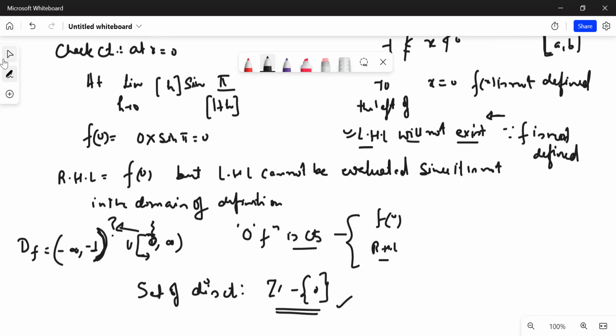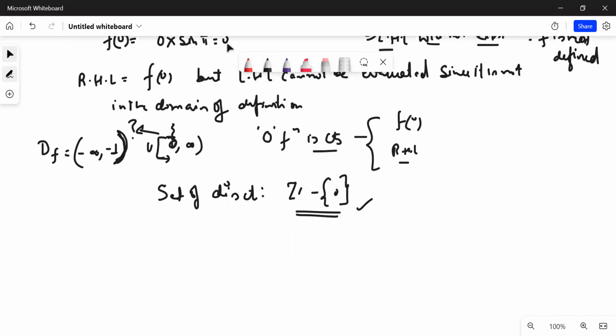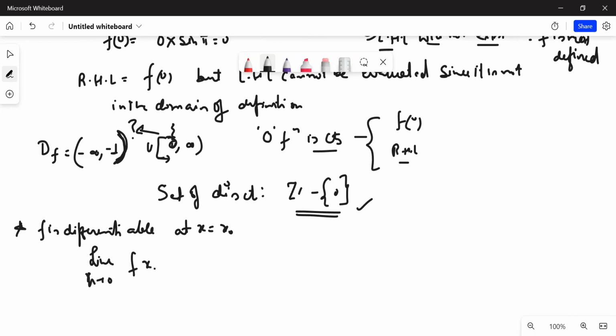थोड़ा सा डिफरेंशियबिलिटी आता है, नहीं आता, हल्का सा. इफ आई से आई विल से दैट माय फंक्शन, एक छोटा सा हिंट दे देता हूं. आई विल डू इट अगेन आल्सो. If f is differentiable at point x equal to x naught, then limit h tends to 0 f of x naught plus h minus f of x naught divided by h.